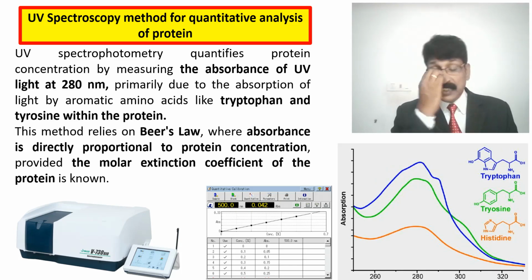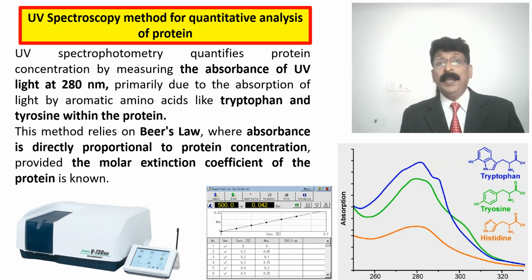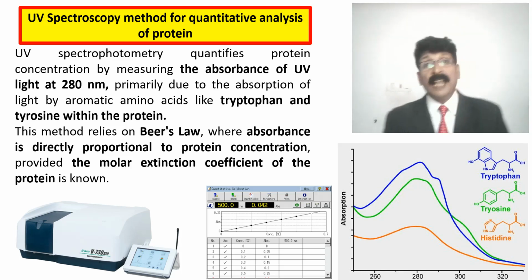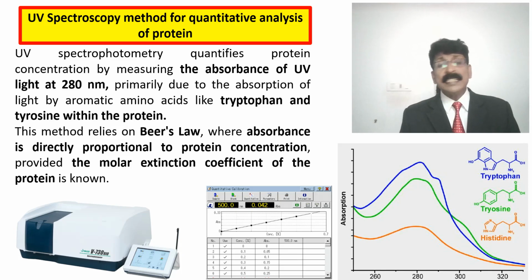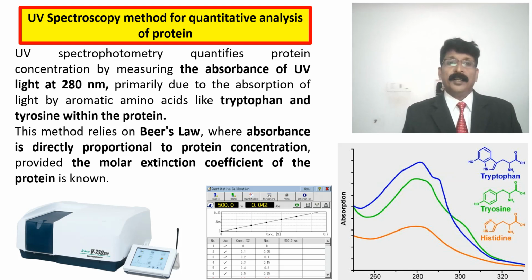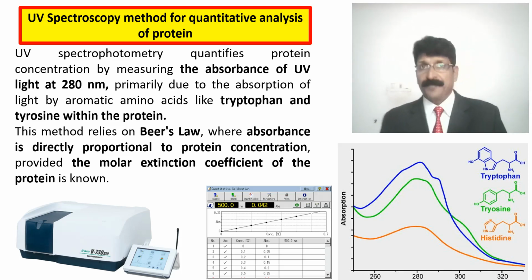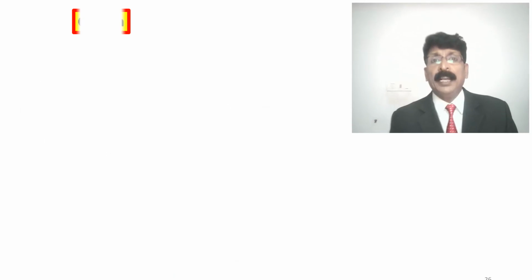This method relies on the Beer-Lambert's law, which you might have studied in your analysis. The light falls on a material. The absorption of the light depends upon the thickness of the medium and the concentration of the solution. So the absorption is directly proportional to the protein concentration, provided the molecular extinction coefficient, the E value of the protein, is known. So we can see that absorption can be used in UV spectroscopy for the quantitative estimation.